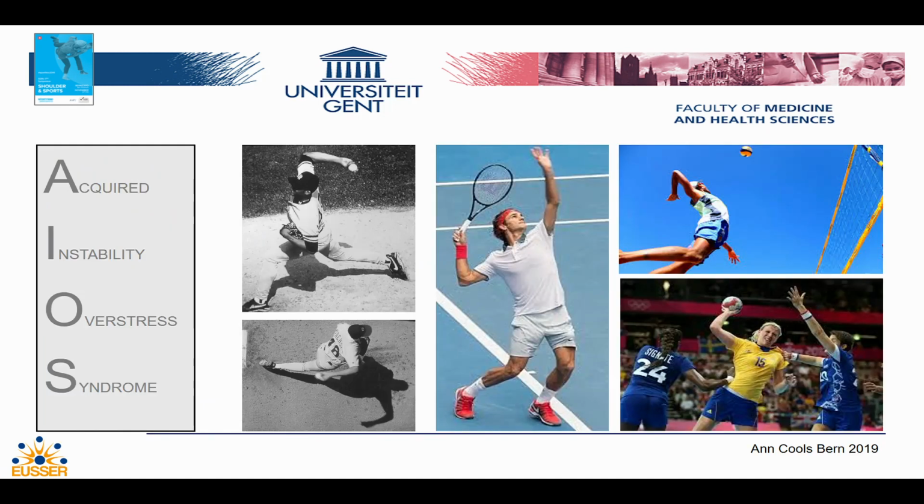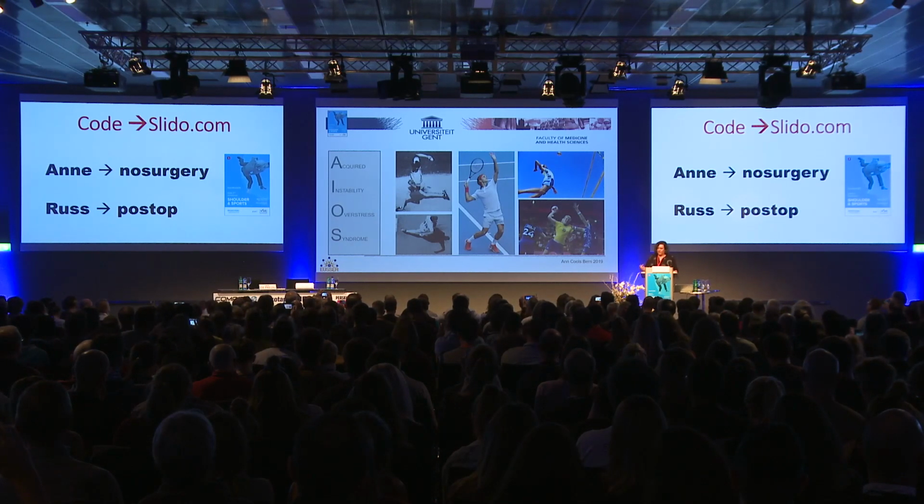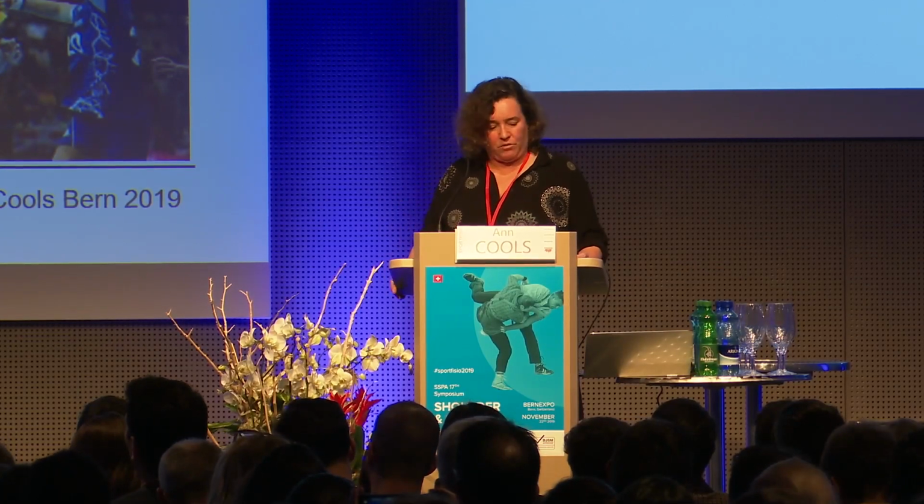So a second kind of instability, which is very important in the population these days, is the AOS patients, acquired instability overstress syndrome. This is the instability that is the result of frequent overhead throwing, of which at the end the athlete develops a subtle instability due to continuous stretching of the anterior capsule. Now, the problem in AOS patients is actually a little bit double.